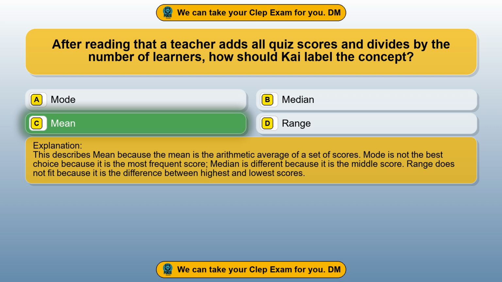Mode is not the best choice because it is the most frequent score. Median is different because it is the middle score. Range does not fit because it is the difference between highest and lowest scores.